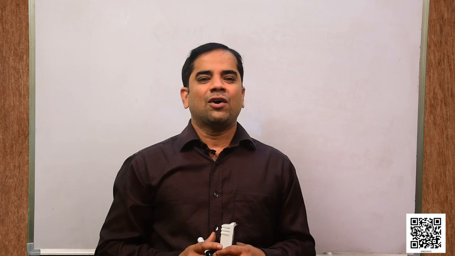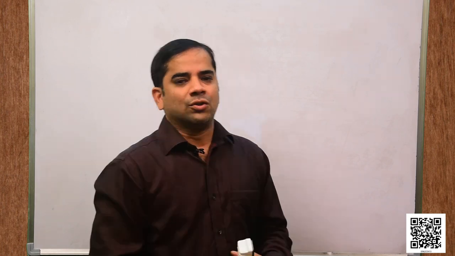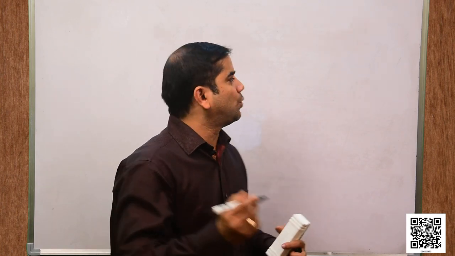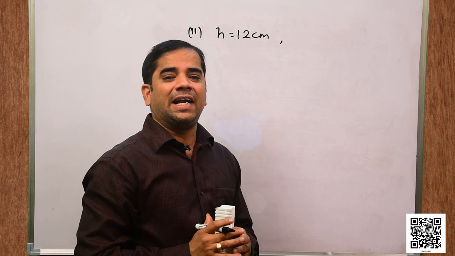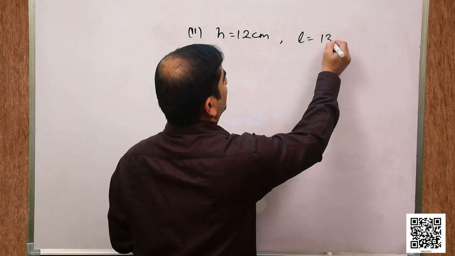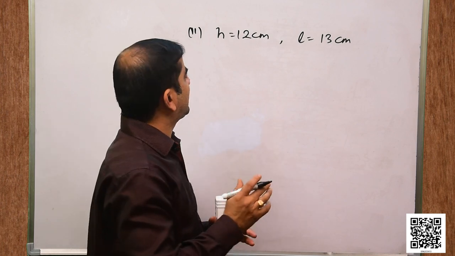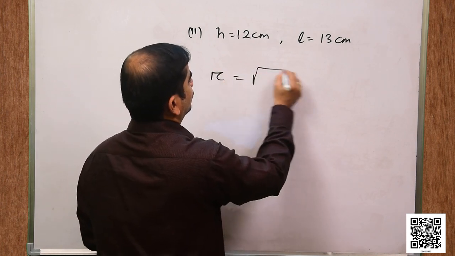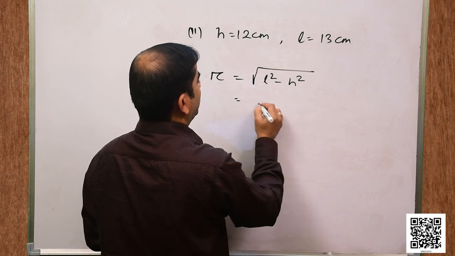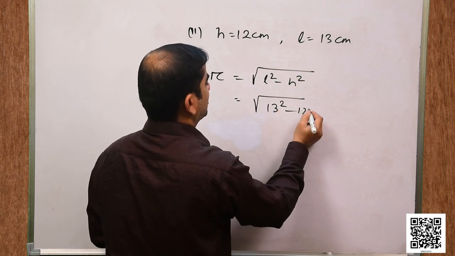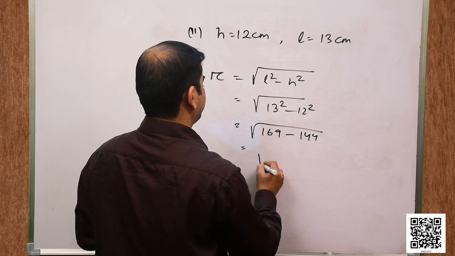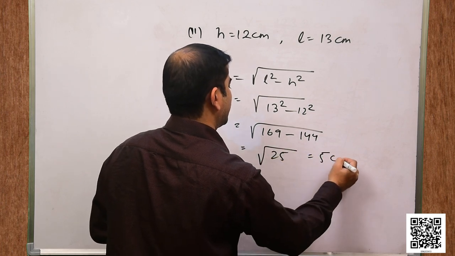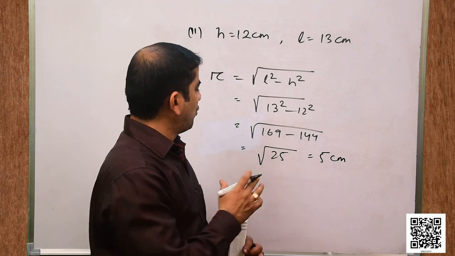Students, for bit 2, the given data are height and slant height. So, for bit 2, height is equal to 12 centimeter. So, h is equal to 12 centimeter, and slant height is given as 13 centimeter. So, l is equal to 13 centimeter. Let us now find out the radius. So, r is equal to square root of l square minus h square, that is square root of 13 square minus 12 square, 169 minus 144, square root of 25, that is 5 centimeter. So, the radius is found to be 5 centimeter.